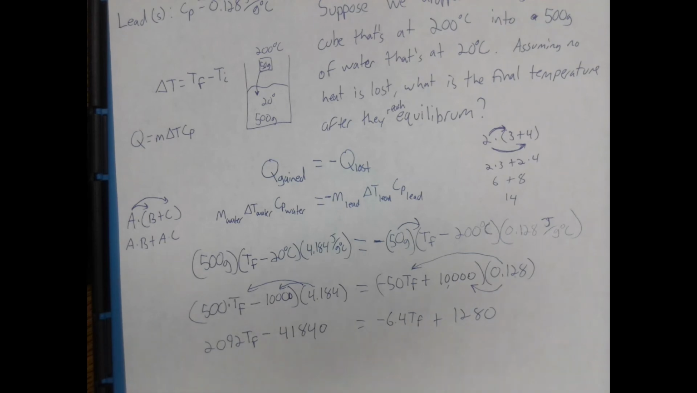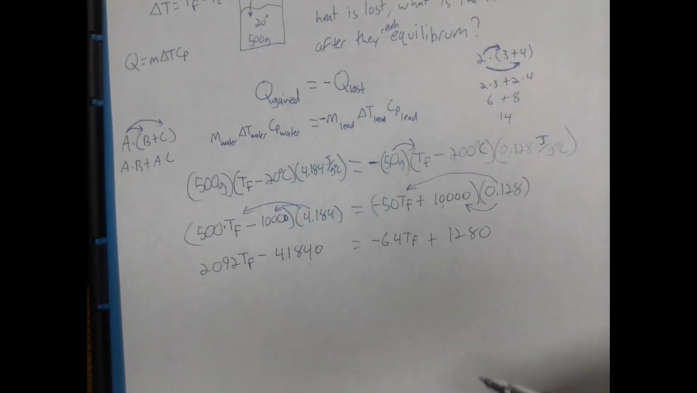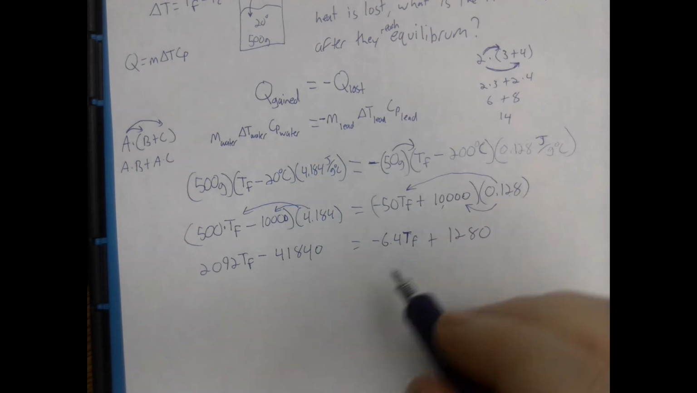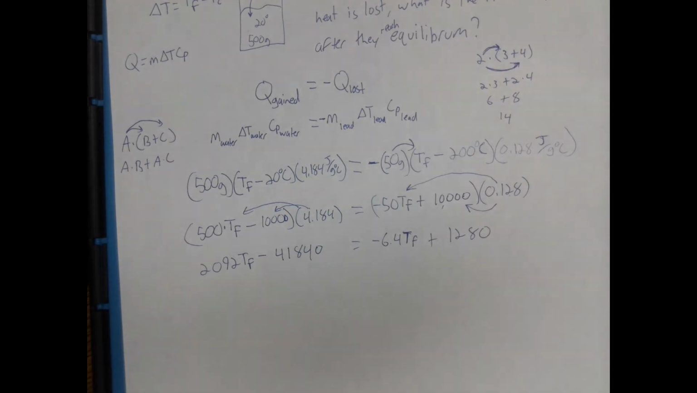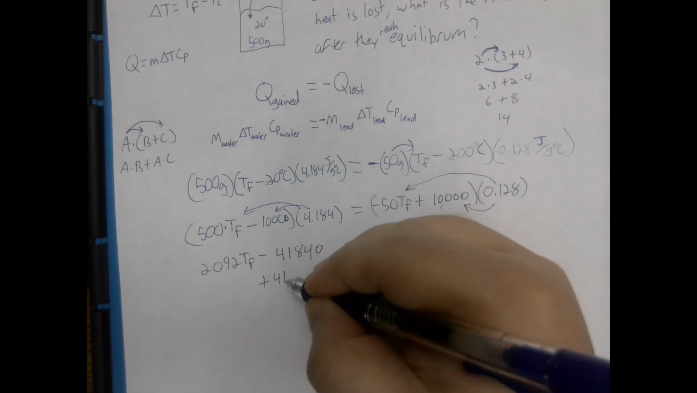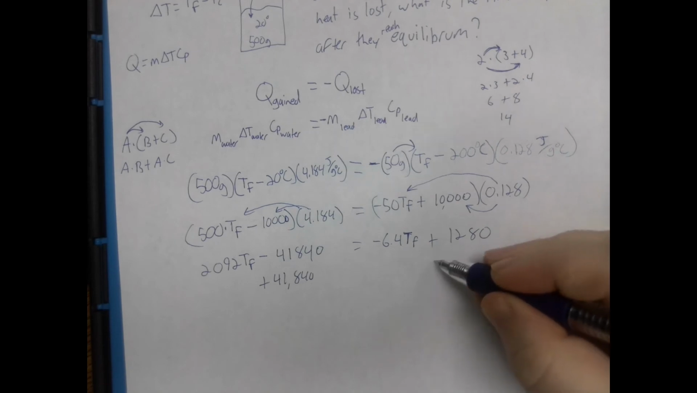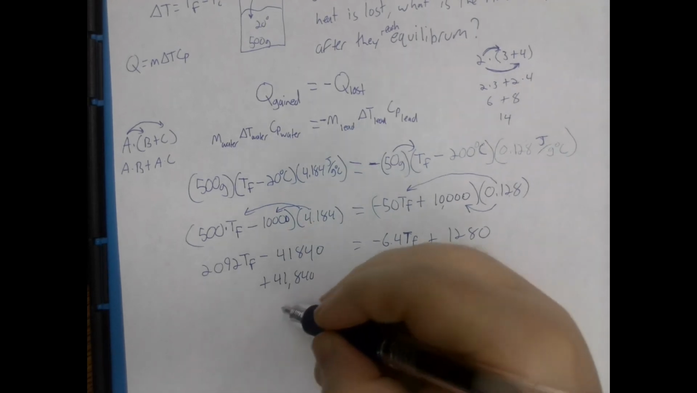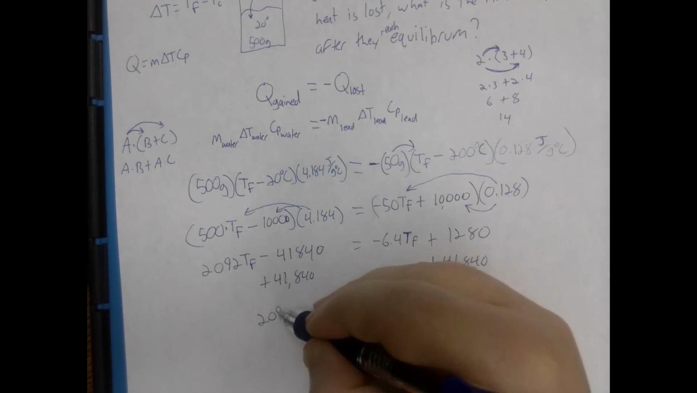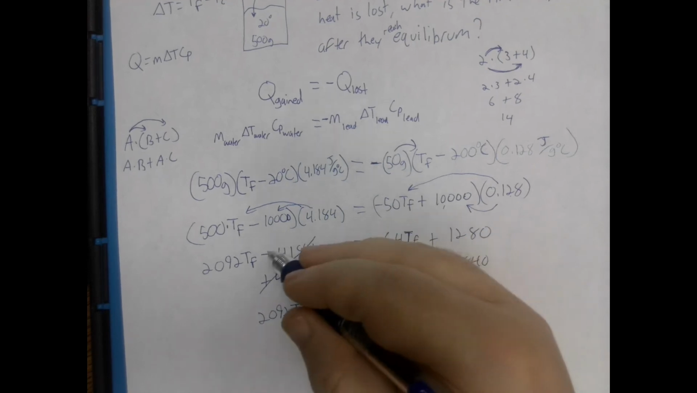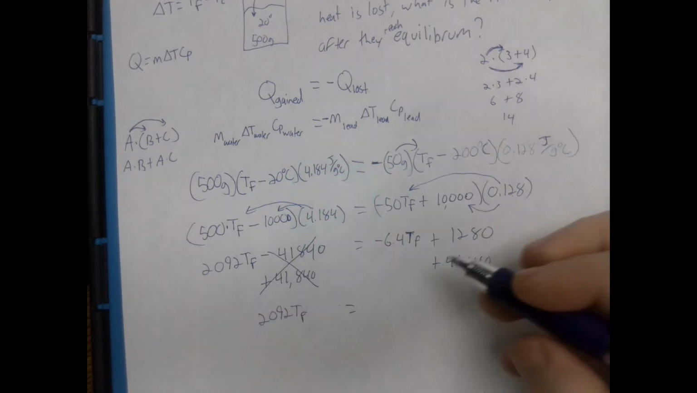Now we have this expression. So now we want to group everything. We want to group our variables on one side and our non-variables on the other. So I'm going to add 41,840 to both sides. That gives me 2092 TF. This minus this cancels out on that side.